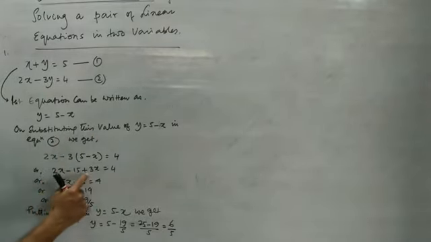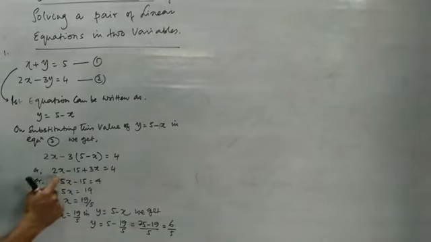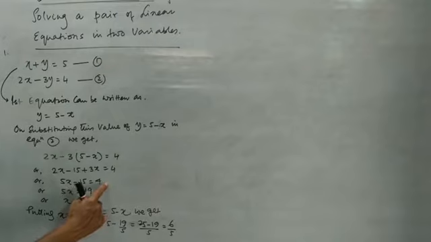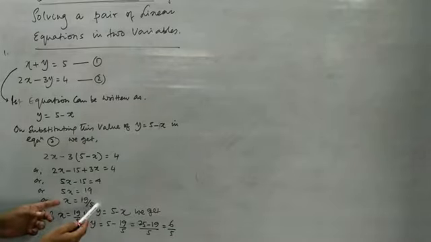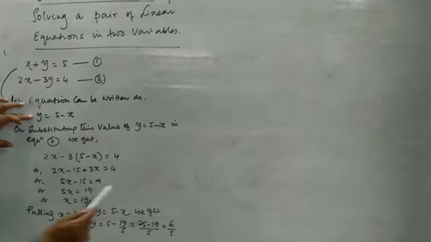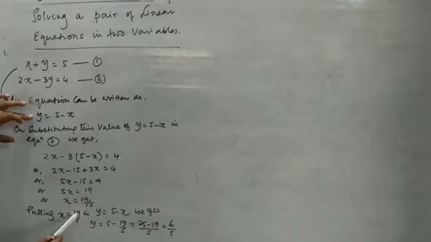2x minus 15 plus 3x is equal to 4, or 5x minus 15 is equal to 4. 5x is equal to 19, and that gives us x equals 19 by 5. So the value of the x variable is 19 by 5. Now in order to find the y variable, what will we do? We will put this value of x equals 19 by 5 in y is equal to 5 minus x. So we get y is equal to 5 minus 19 by 5, and that will be (25 minus 19) by 5, which is equal to 6 by 5.